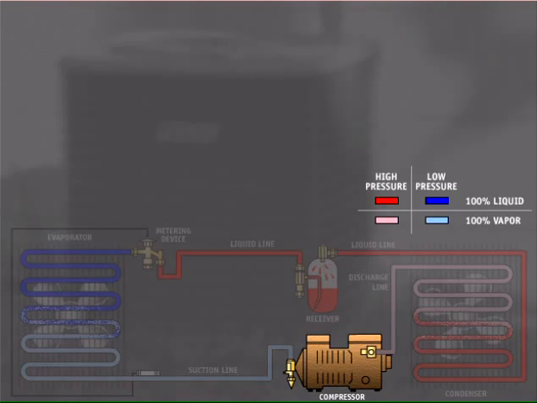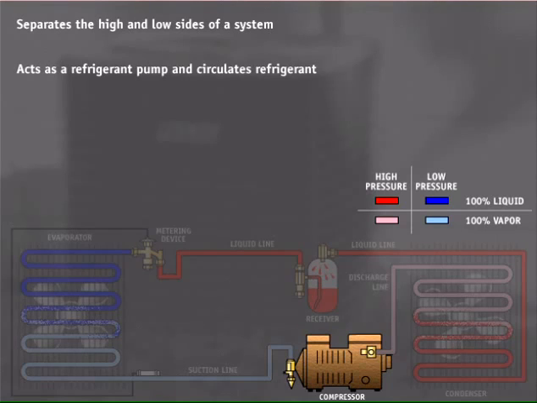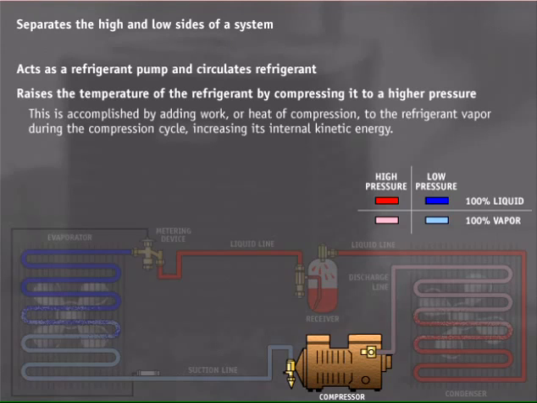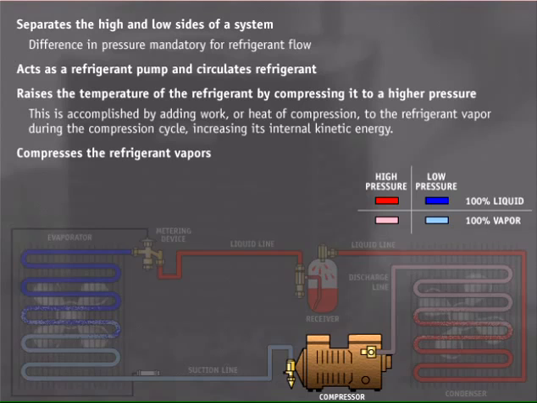The compressor serves four functions. Along with the metering device, the compressor separates the high and low sides of a system. It acts as a refrigerant pump and circulates the refrigerant through the system. It raises the temperature of the refrigerant by compressing it to a higher pressure, and it compresses the refrigerant vapors, tightly packing the molecules together. A pressure separation, or difference in pressure, is mandatory for refrigerant flow in a system. Without the compressor as a refrigerant pump, refrigerant could not reach other system components to perform its heat transfer functions.